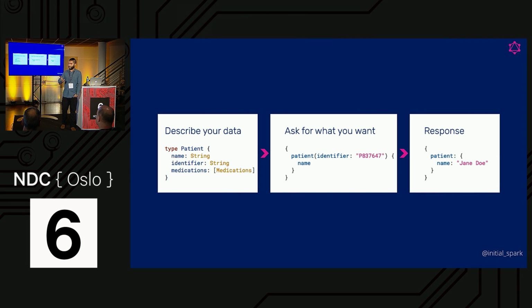So on the left is basically how we define a type in GraphQL. So we have a patient type. And types are how we describe the data in our application or our API, and that's what we want to kind of expose. Next, we have a query. This is what a query looks like in GraphQL. And it's basically we're asking for a patient with the identifier that's provided. And we want this name property back.